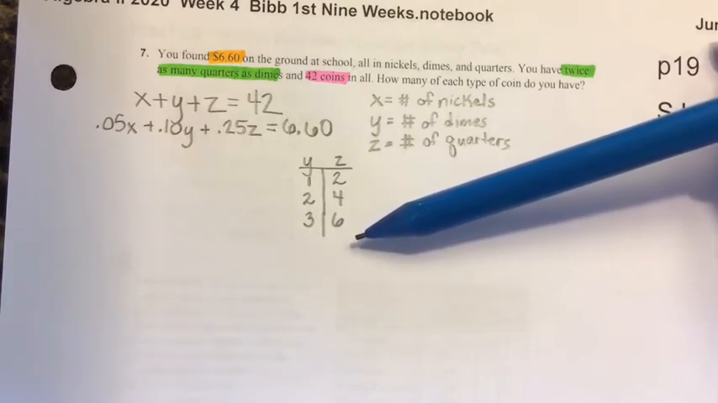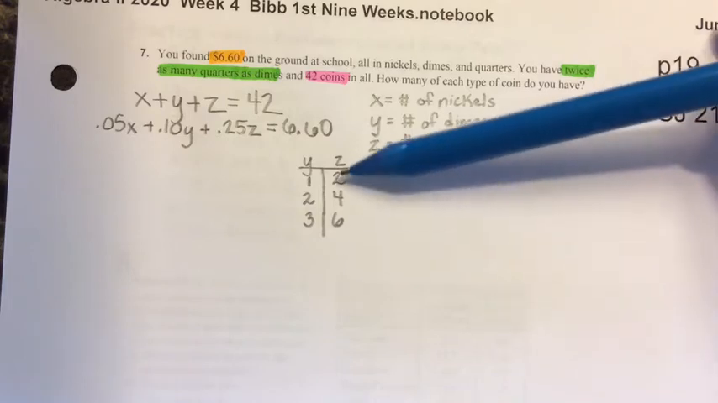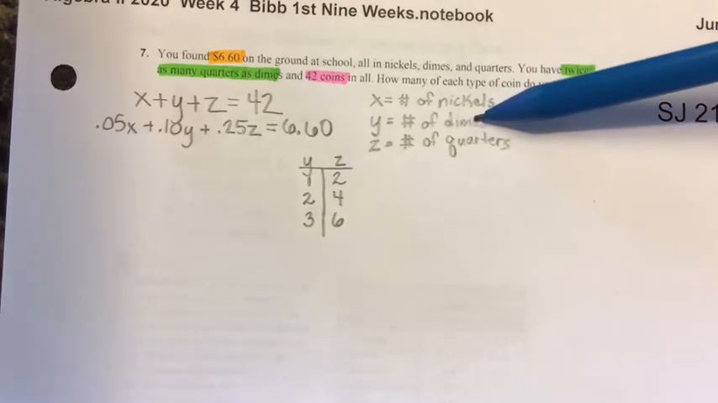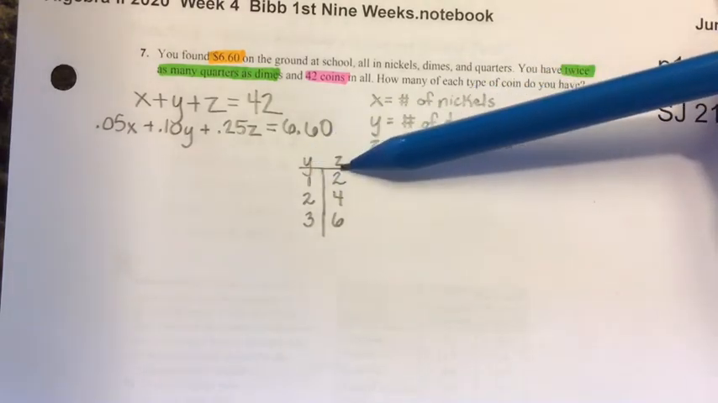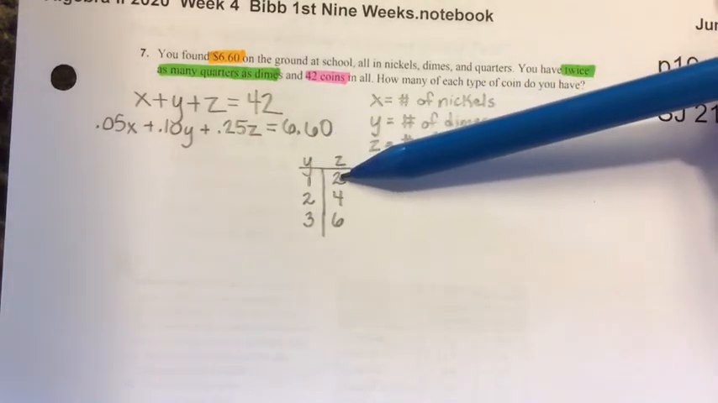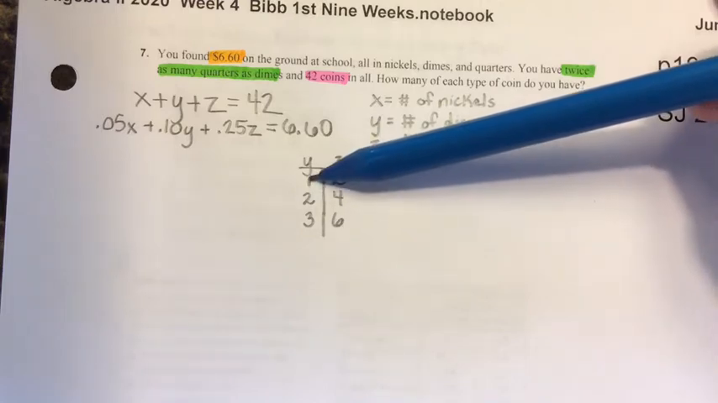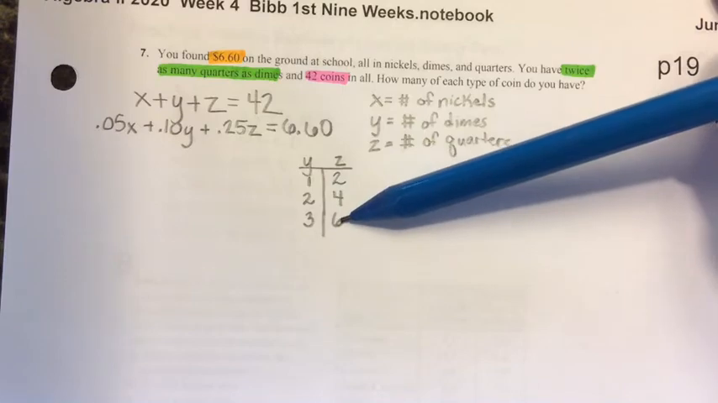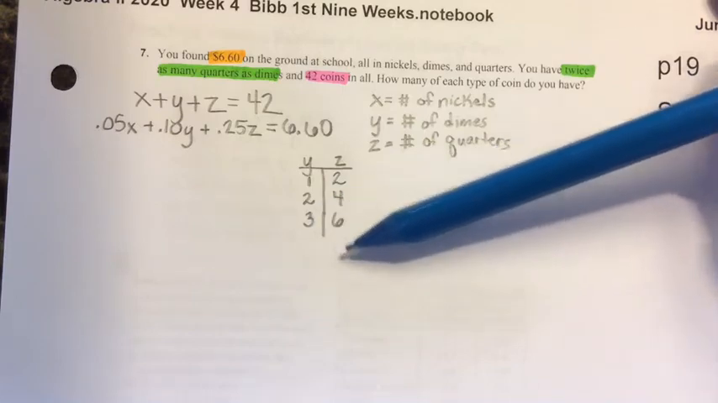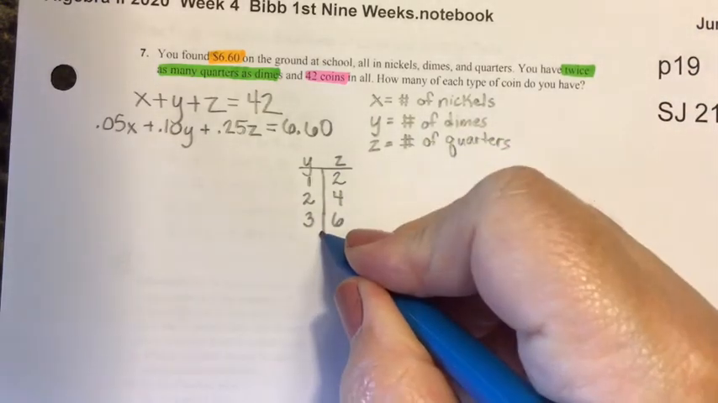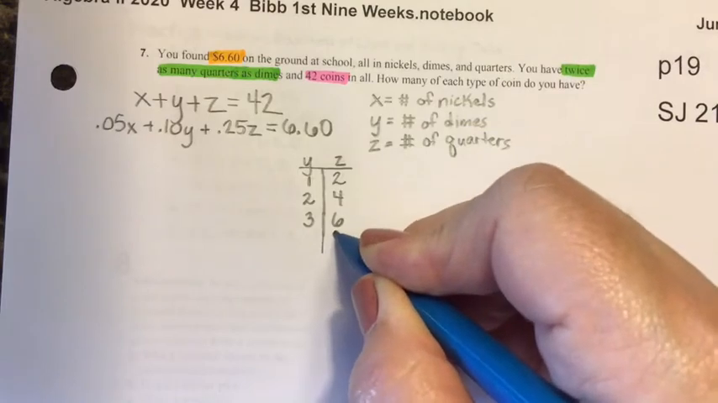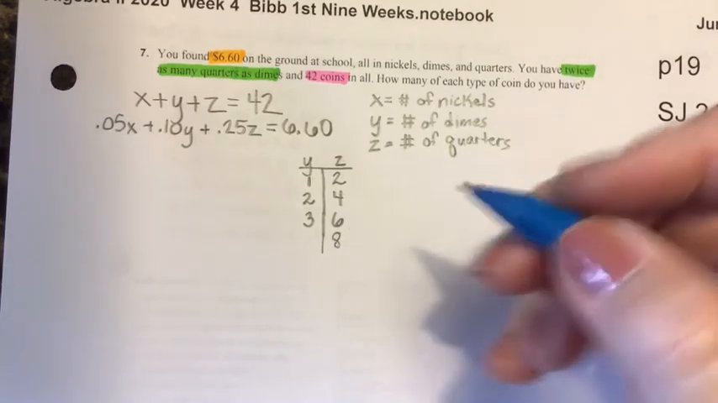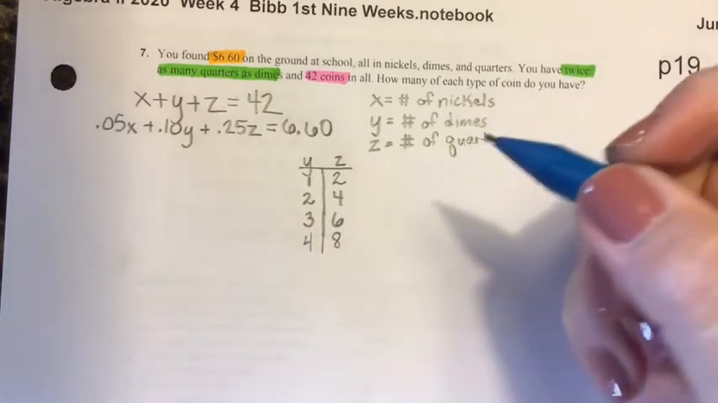It says that you have twice as many quarters as dimes. So I made myself a table. Y is dimes, Z is quarters. I have twice as many quarters as dimes, twice as many quarters as dimes, and I could go on. I do it until I can see it. So if I have 8 quarters, that means I have 4 dimes.